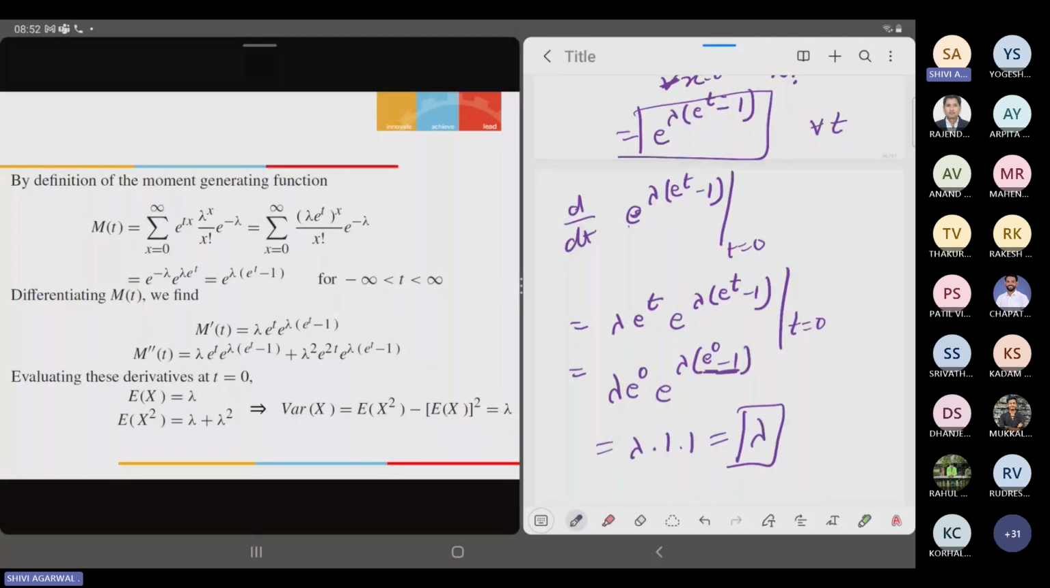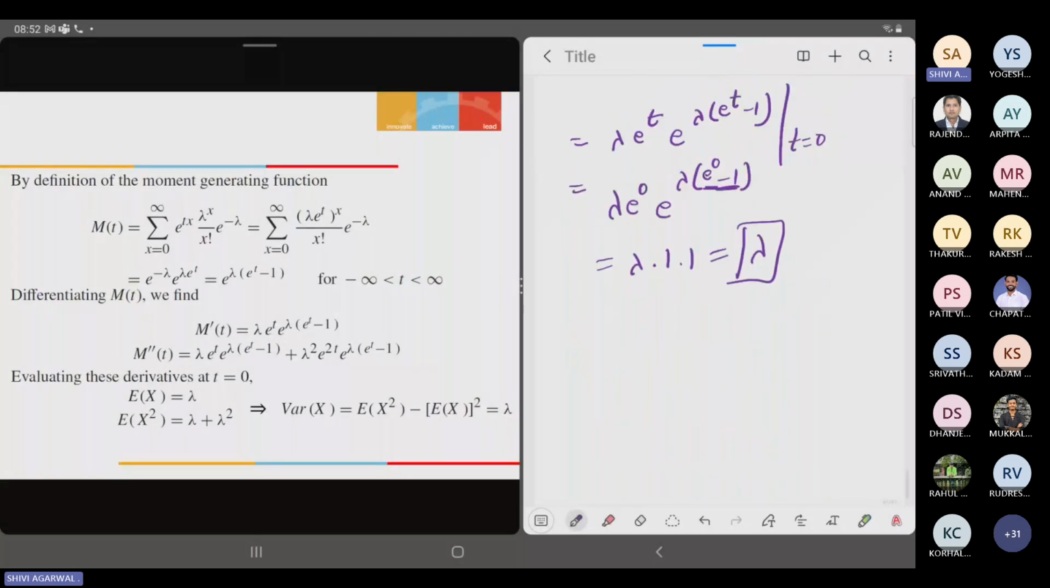Similarly, we can find out the expected value of x squared, that is the double differentiation, and put t is equal to 0. So it becomes lambda plus lambda square. So variance of x is equal to lambda plus lambda square minus lambda square. So this is cancelled out. The variance of x is equal to lambda. Expected value of x is also lambda. Clear? Any doubt in this one?